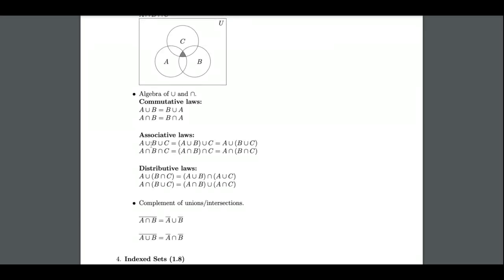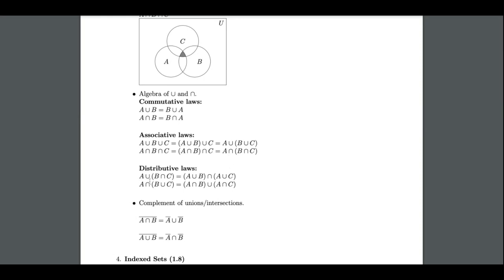Associative law is like this: A union B, union C. We can union AB first, or we can union BC first. And A intersect B intersect C, we can intersect AB first, then intersect with C, or we can intersect BC first, then intersect with A. All right.